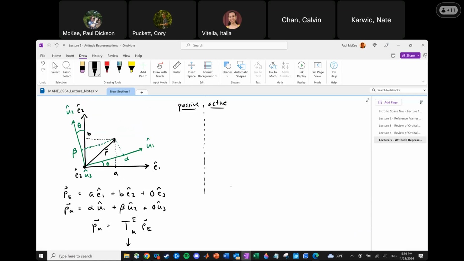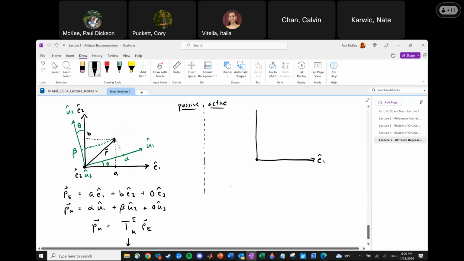Now we're going to look at an active rotation instead. And so this is one where the P vector literally moves. So we're going to work only in the E frame here, E1 and E2. And so let's say that we have this exact same vector P.